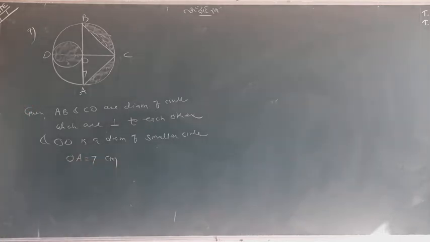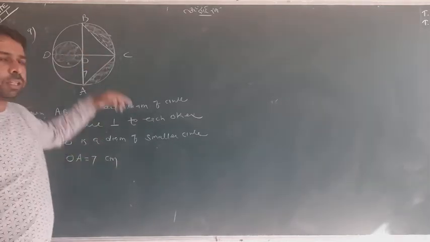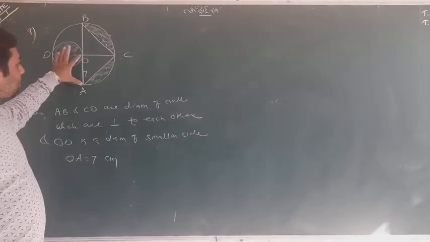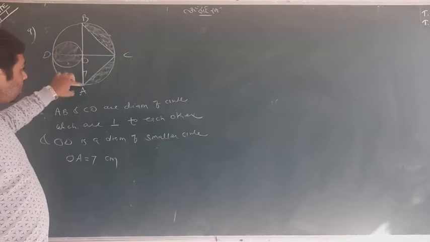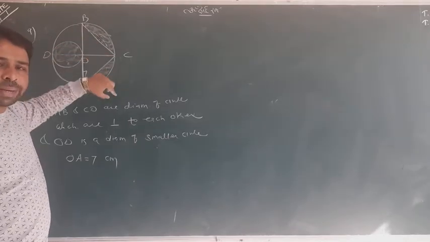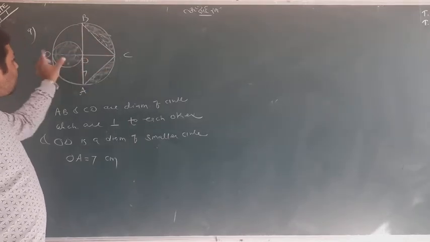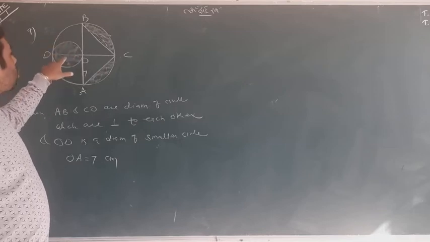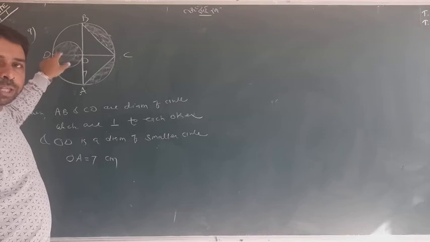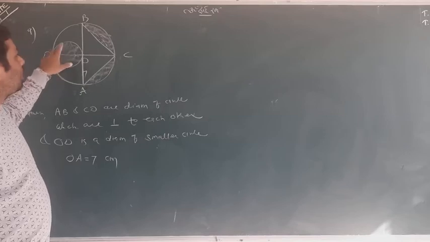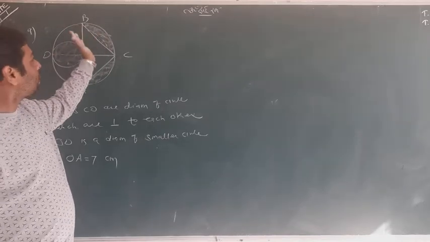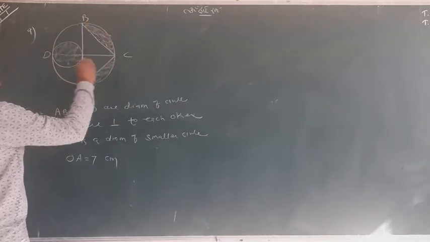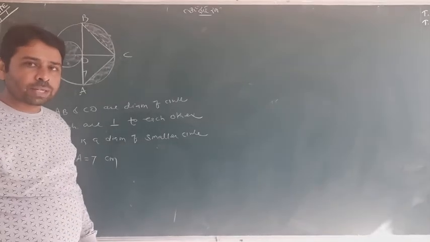We want to find the shaded region. So what do you think about this? You know OA is 7, so this 7 is the radius of the big circle. If it is 7, OD will be also 7, which is the diameter of the smaller circle. So half of 7 is 7 by 2, which will be the radius of the smaller circle. Now the next thing is, we have these two parts to find out. So how can we find this answer?